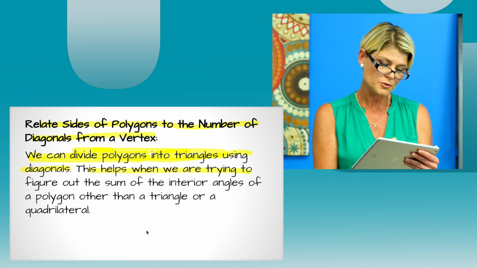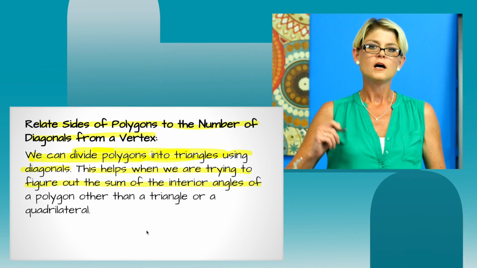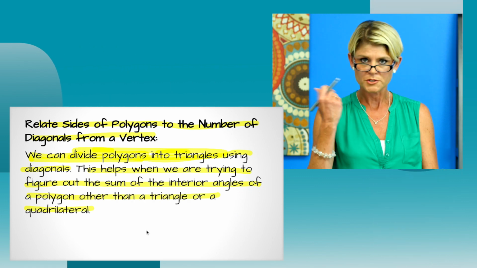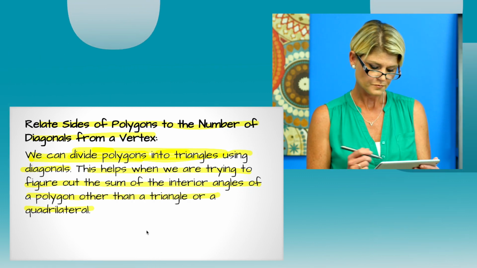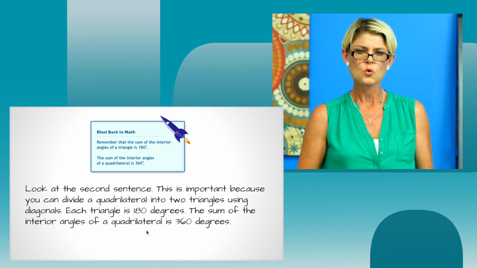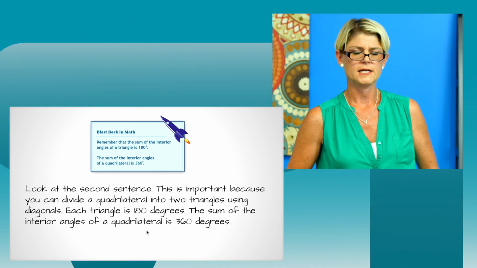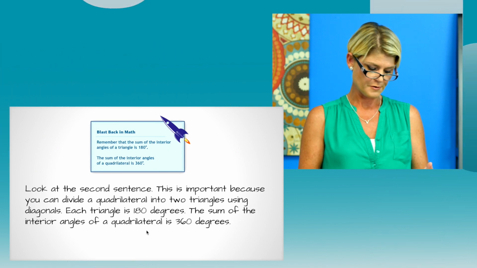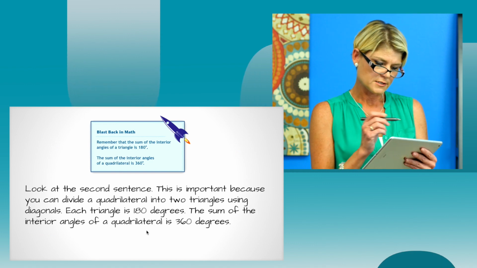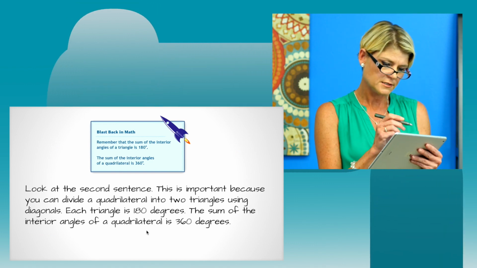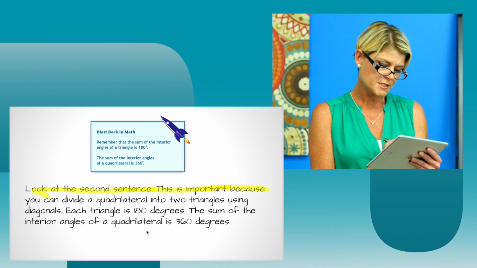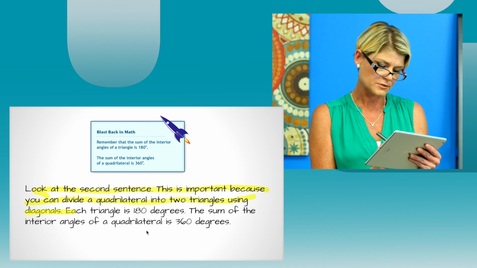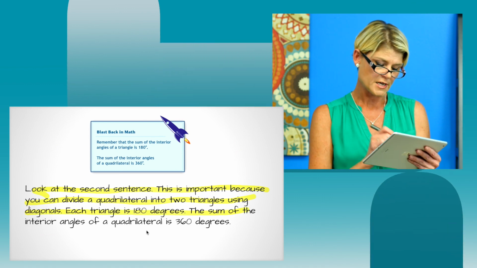And this helps us when we're trying to figure out the sum of the interior angles of a polygon other than a triangle or a quadrilateral, which is really easy to remember. Because it would be hard for you to remember what all the interior angles of a decagon should measure. But there's a quick way that you can figure it out. So let me show you. Look at this little sentence, the second sentence. This is important because you can divide a quadrilateral into 2 triangles using diagonals. And each triangle is 180 degrees.